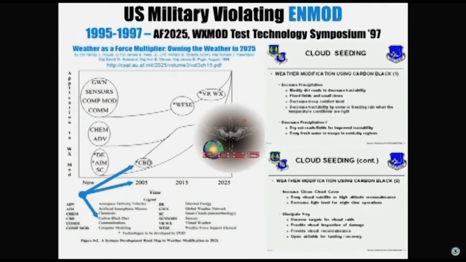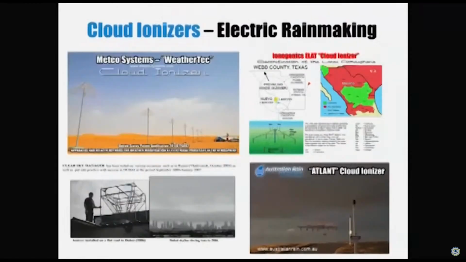So the U.S. military, they had this thing called Owning the Weather in 2025. Now the debunkers and the arguers online will say this was just a think piece, people hanging out at the Air Force College talking about what we should do in the future. They say right there, CBD, carbon black dust, in 2005, and it says technologies to be developed by the DoD. Now that would be great if it was just a think piece, but Dr. Philip Barnes met with the U.S. Army and Air Force in a joint Weather Test Technology Symposium '97 where they said weather modification using carbon black. And they said that they would do it for all the same reasons they did during Operation Popeye. History is now repeating itself.